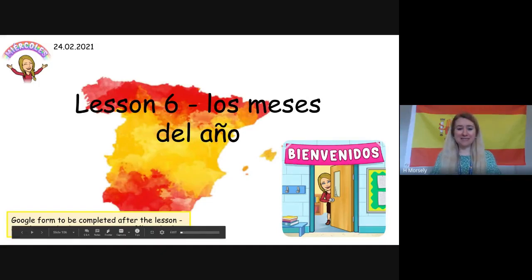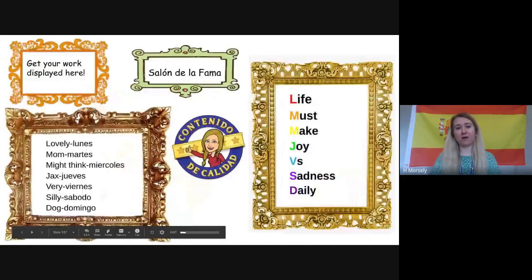So lesson 6 then, we are focusing on los meses del año, the months of the year. Before we move on though, I'd like to show you a couple of really nice examples of work I had in from children last term. So in the last lesson I asked you to send in your mnemonic, which is where you take the first letter of the days of the week in Spanish and make up some kind of phrase to help you to remember the order. So you can see I've got a couple of nice examples here that were sent in by some of the children in year 5 and 6. So well done to those children.